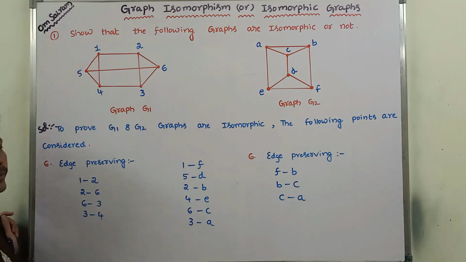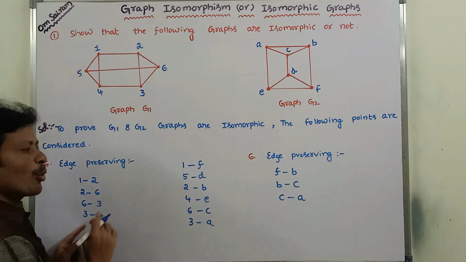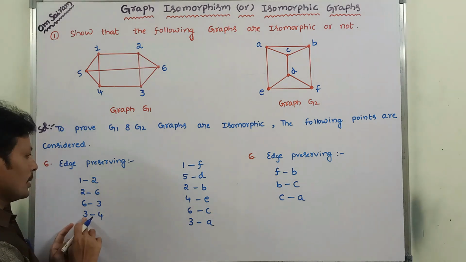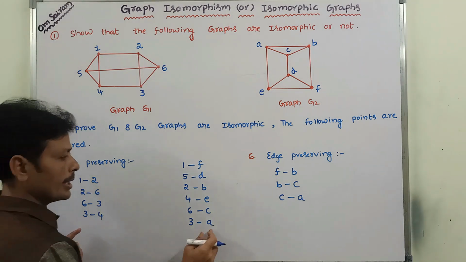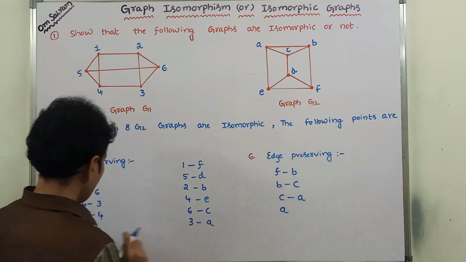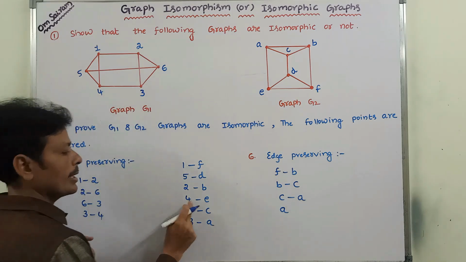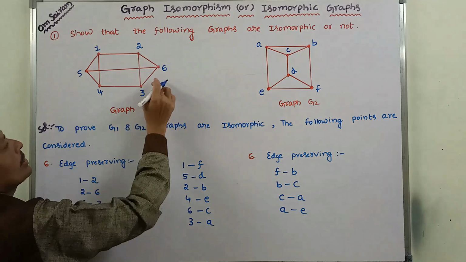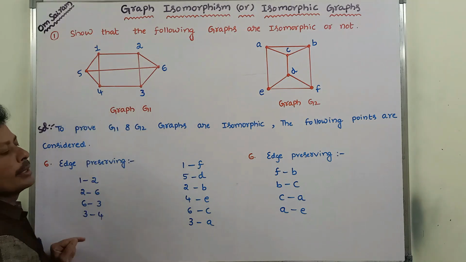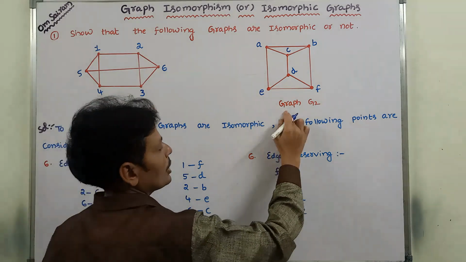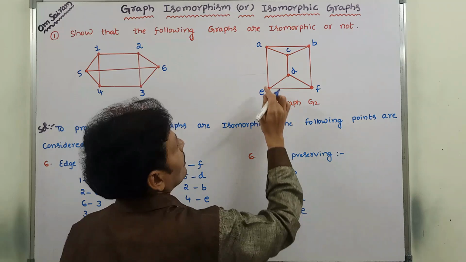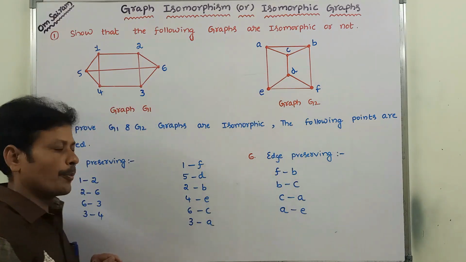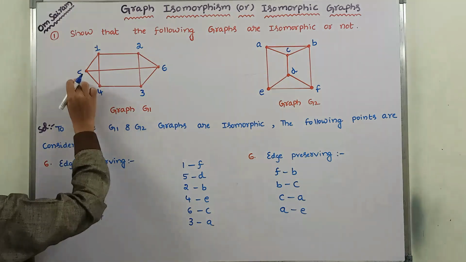3 to 4. What is the corresponding edge in G2? The corresponding vertex is A. 4 corresponding vertex is E. So 3 to 4 edge in G1, the corresponding edge in G2 is A to E. A to E. Next one is 4 to 5.